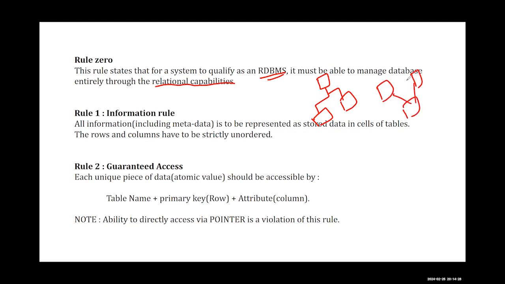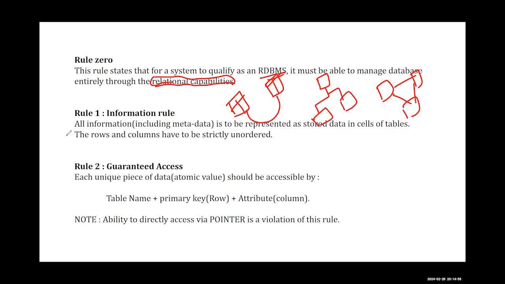And then the third one is our relational model, where the tables are related to each other in the form of columns. The columns were related. So these relational capabilities must be there at any given point in the database. Only then can it be called a relational database model. That is what our rule 0 says. So relational capabilities are a must when it comes to an RDBMS.